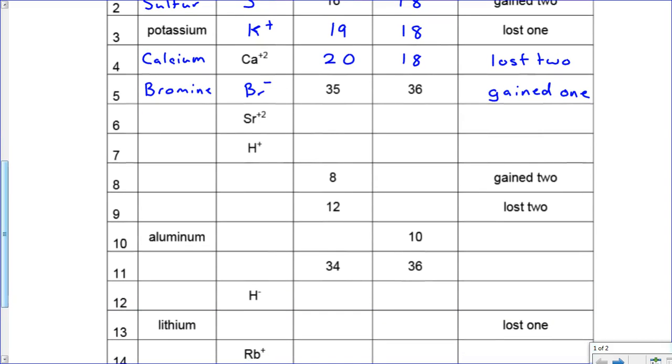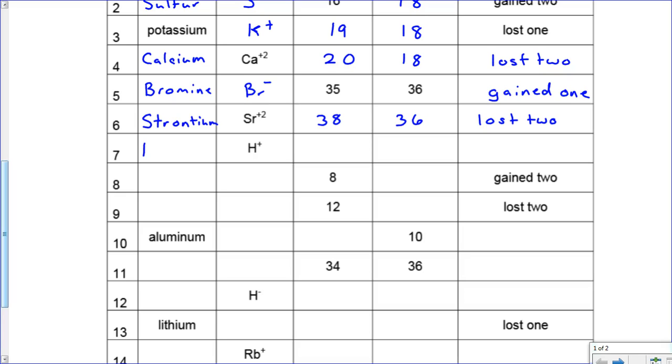Number 6, Sr is strontium. If you look it up on the periodic table, strontium is number 38. So that gives it 38 protons. It's a 2+, so it has lost 2 of its electrons. So that means it only has 36 electrons remaining.